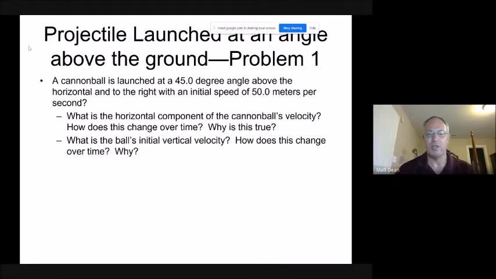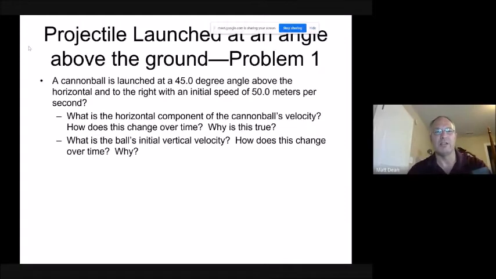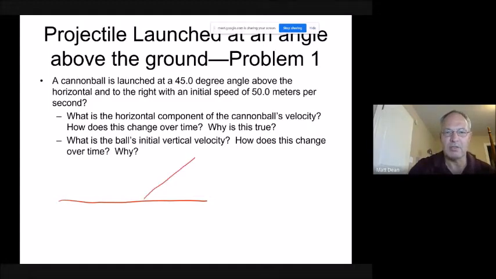Why is this true? Whenever we have a problem like this of a projectile shot at an angle, we first of all need to draw a horizontal. Then we need to draw in a vector that represents our cannonball. Our cannonball is being shot at a 45-degree angle above the horizontal and to the right. So that might look something like this. This is a 45-degree angle with the horizontal, and it's being shot with an initial speed of 50 meters per second. So maybe something like so.